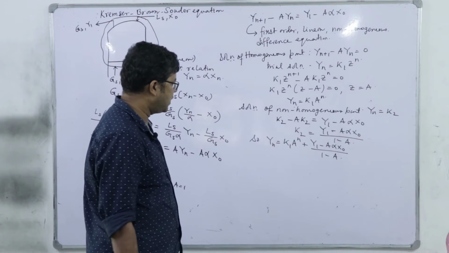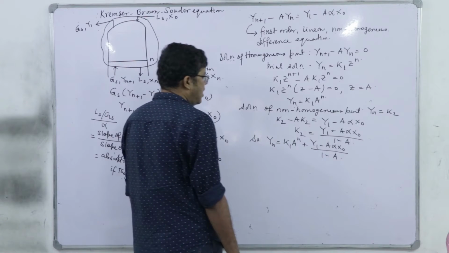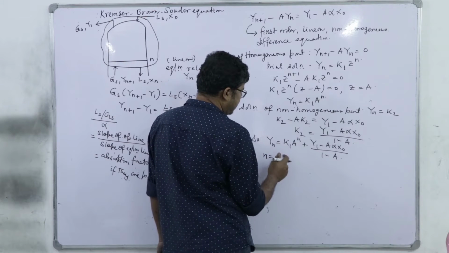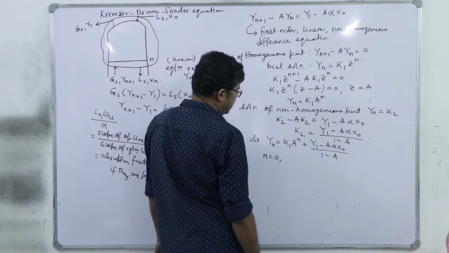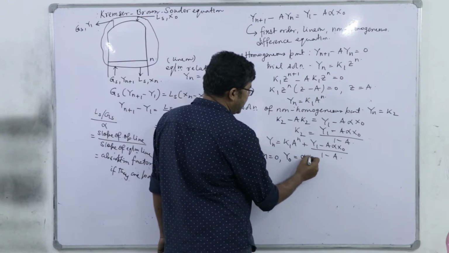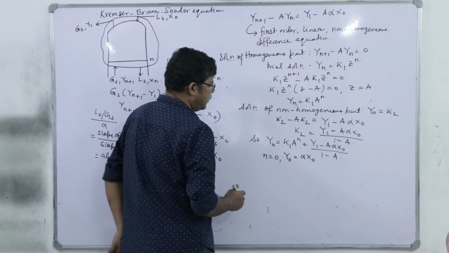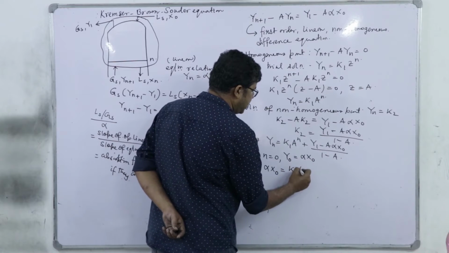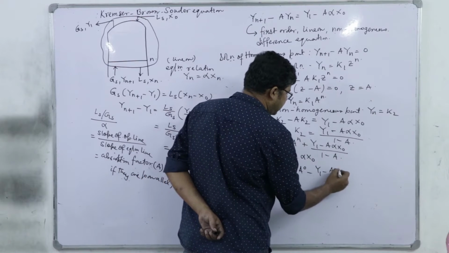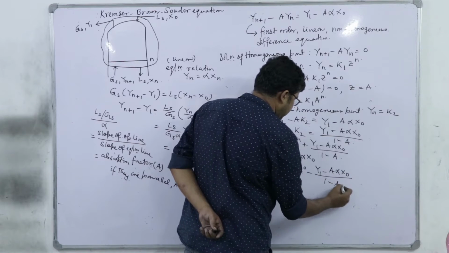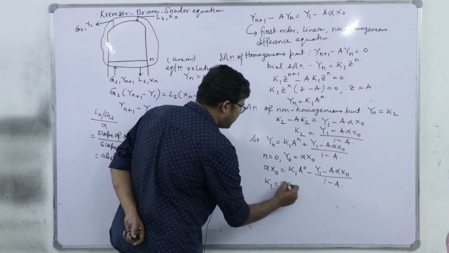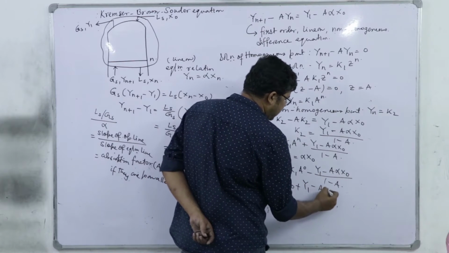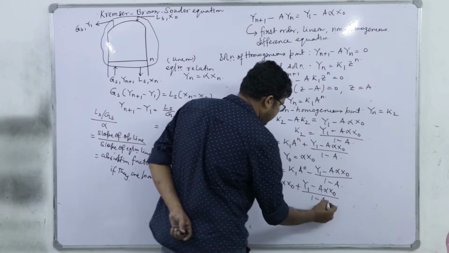Now, we have to solve for k1. See, if we set n equal to 0, then yn will be y0, which is alpha into x0. So, alpha into x0 equal to k1 into A to the power 0 plus y1 minus A alpha x0 divided by 1 minus A. So, k1 is equal to alpha x0 minus, A to the power 0 is 1, y1 minus A alpha x0 divided by 1 minus A.